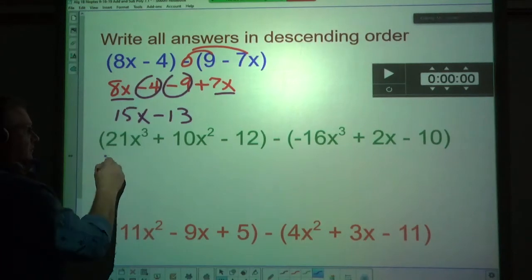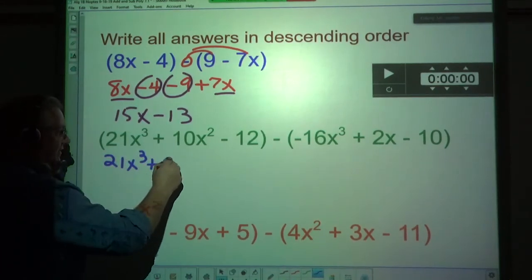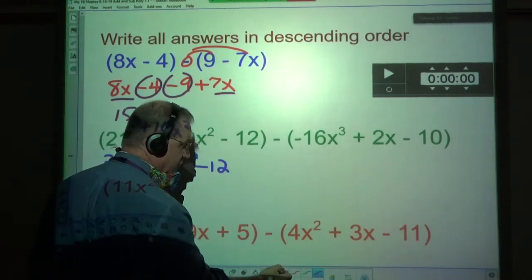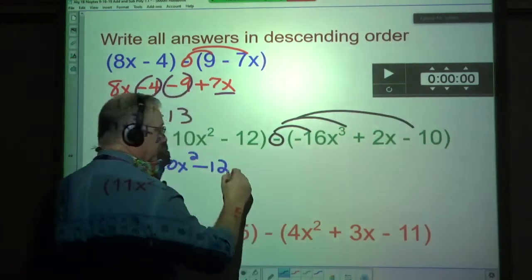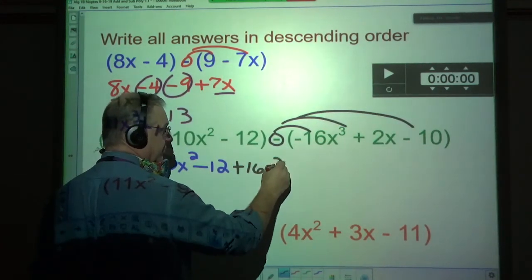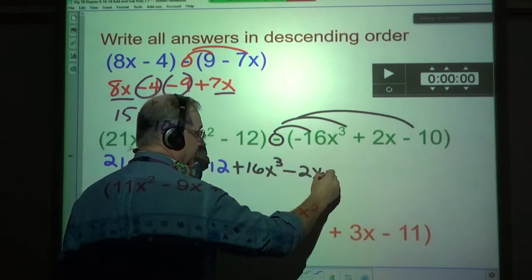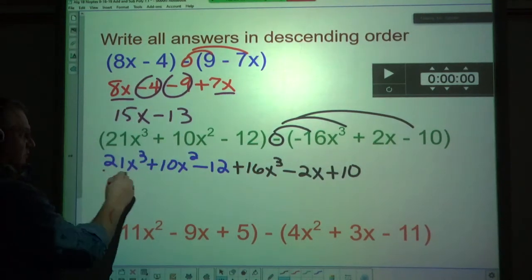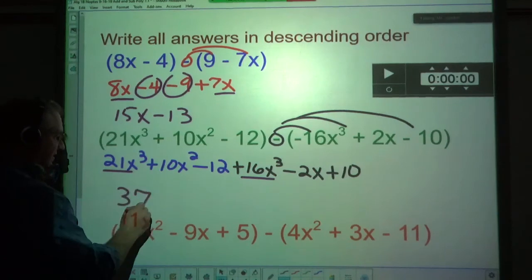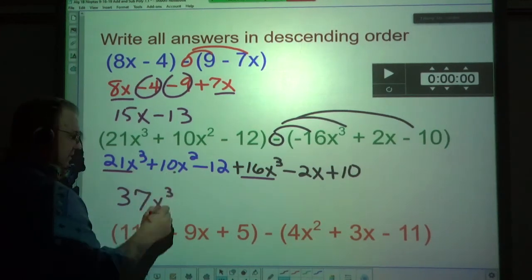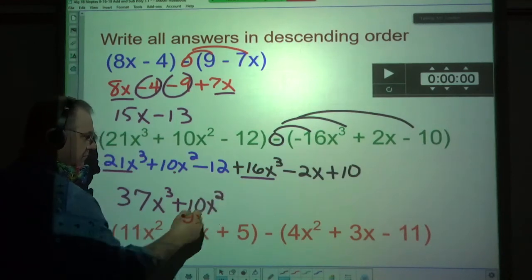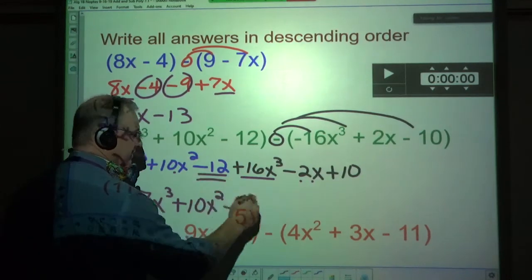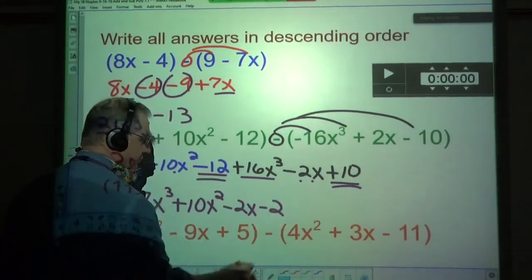In this next example, 21x to the third plus 10x squared minus 12. And then I'm going to distribute the negative, plus 16x to the third minus 2x plus 10. I'll combine my like terms. 21 and 16 make 37x to the third. I've got my positive 10x squared. I've got my negative 2x. And then negative 12 and positive 10 make -2 on the other end.